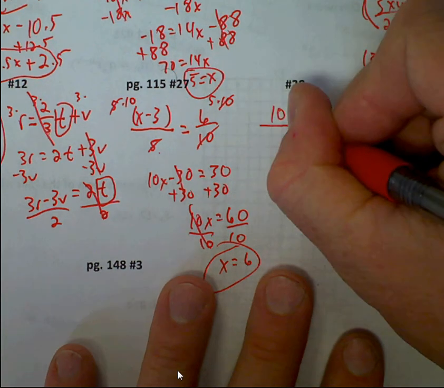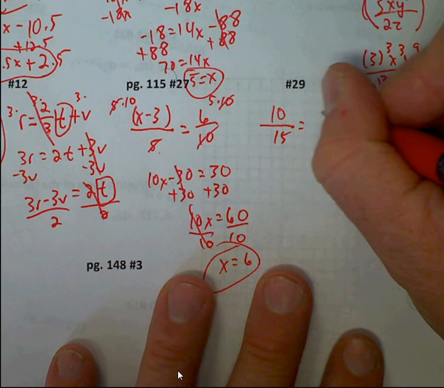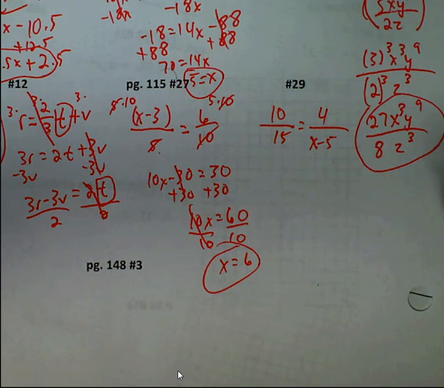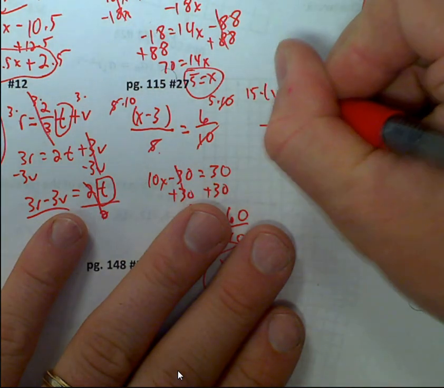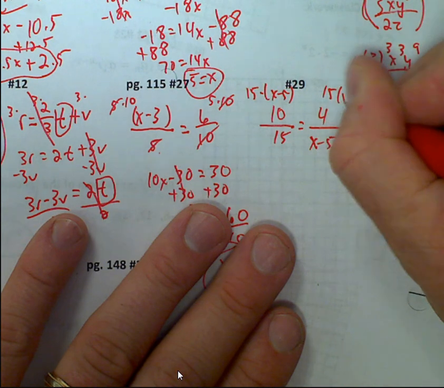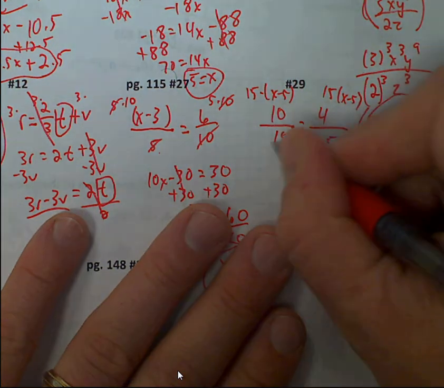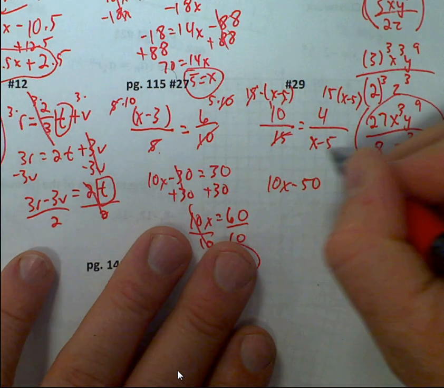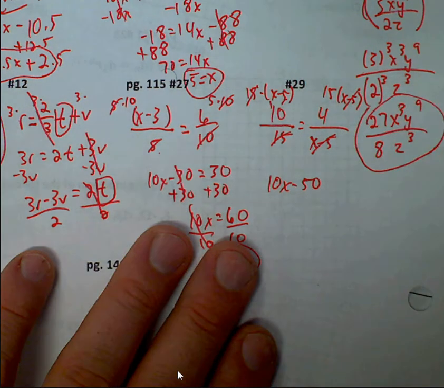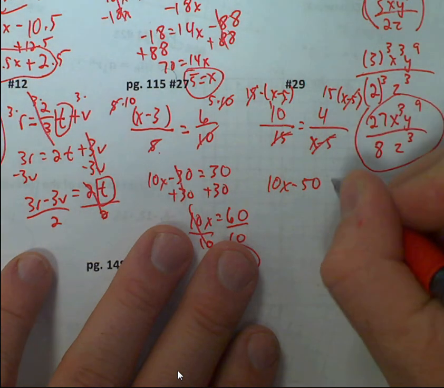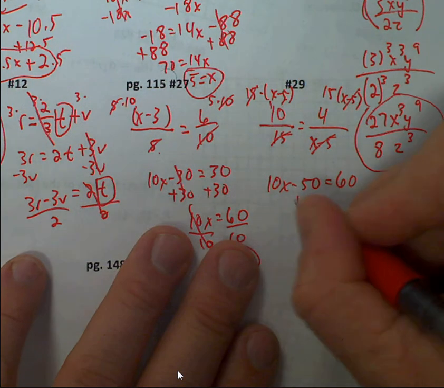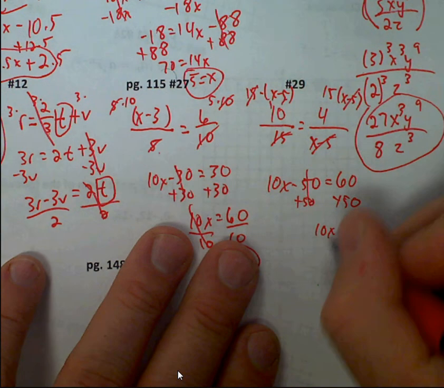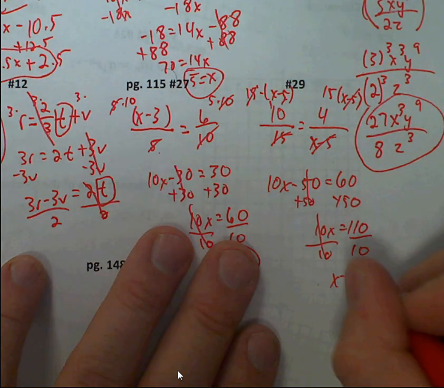Number 29, 10 over 15 equals 4 over x minus 5. If I were to multiply by my denominators, that'd be 15 times (x minus 5), 15 times (x minus 5). The 15s would actually cancel, so I distribute the 10, 10x minus 50, get rid of my x minus 5, 4 times 15 is 60. Add 50 to both sides, 10x equals 110. Divide by 10, x equals 11.